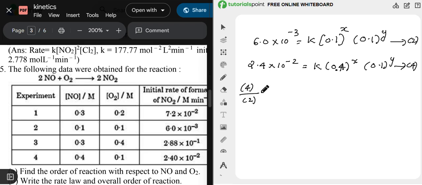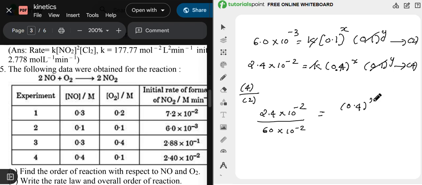So when I am doing that, here in equation 4, 2.4 into 10 raised to minus 2. Similarly, here also I want it in 10 raised to minus 2's power order. So that will become 60 into 10 raised to minus 2, right? Is equal to K, and K we will cancel. This we will cancel. I did 4 by 2. So 0.4 raised to X divided by 0.1 raised to X.